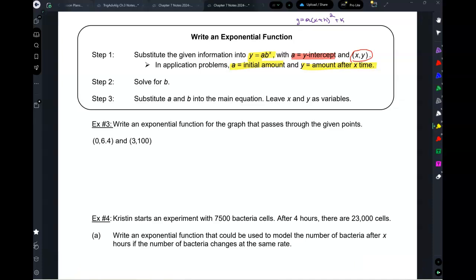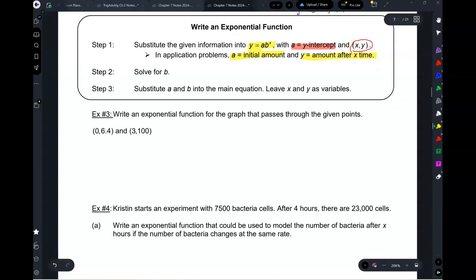It says to write an exponential function for the graph that passes through the given points. Okay, so take a look at what you have. You have (0, 6.4) and (3, 100). Now, this (0, 6.4) is no ordinary coordinate point. When x equals 0, this is the y-intercept, right?